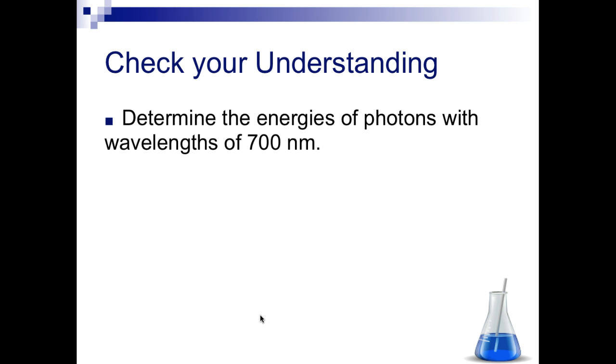So check your understanding. Determine the energies of a photon with a wavelength of 700 nanometers. I'll give you a hint. We're going to go over this in class tomorrow, but you're going to have to convert this to meters first. So look back in lesson 1 on how we did that. See you tomorrow.